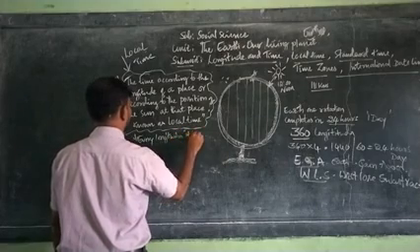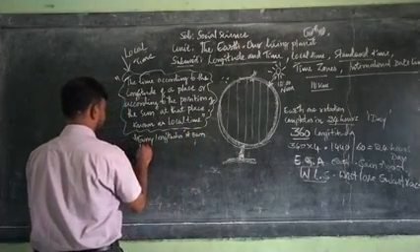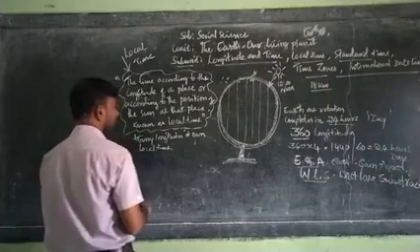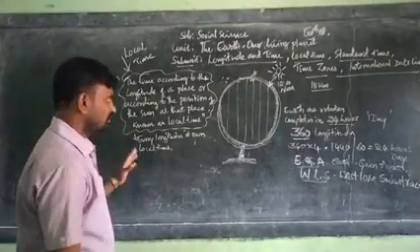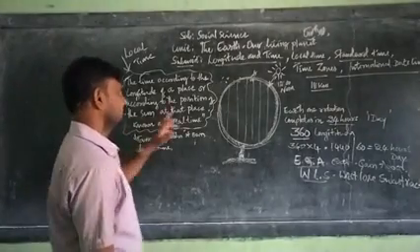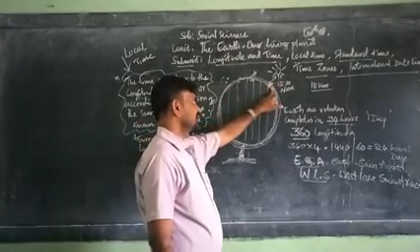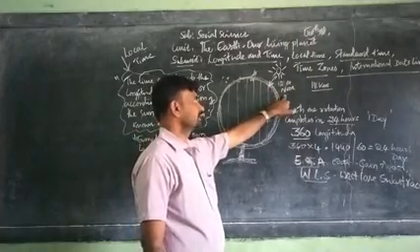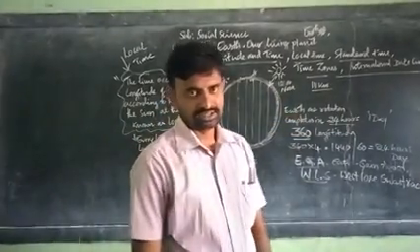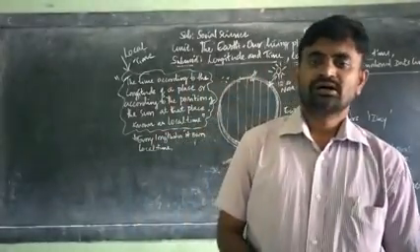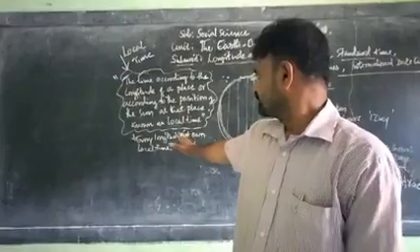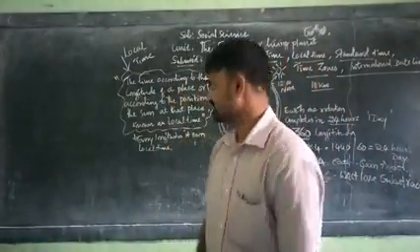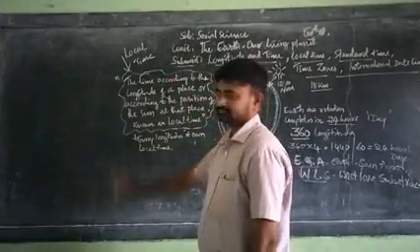Its own local time. So each meridian's timings differ. When the sun shines vertically on a meridian, the time becomes 12 noon. In this way, all longitudes have their own local time. So this is what we call local time.